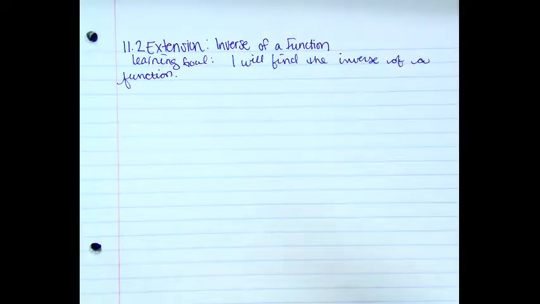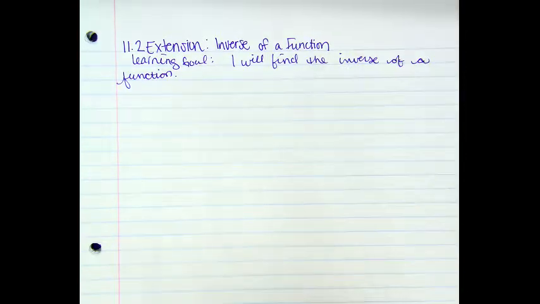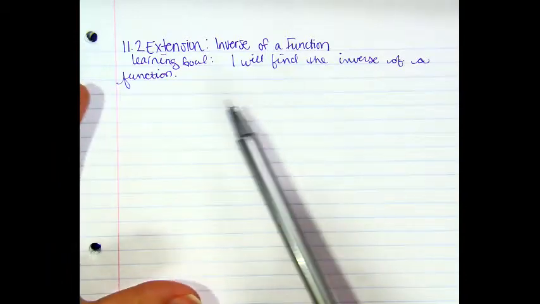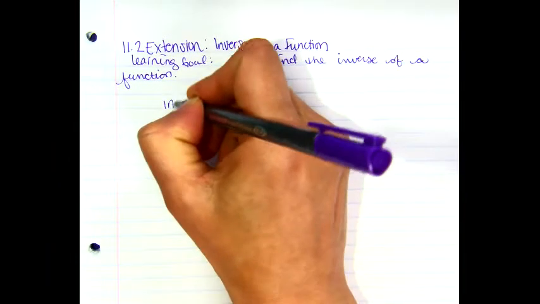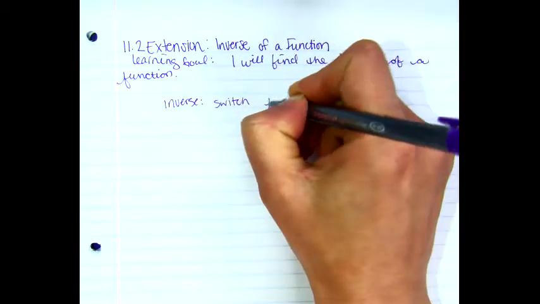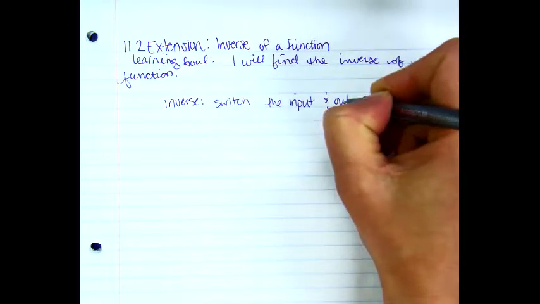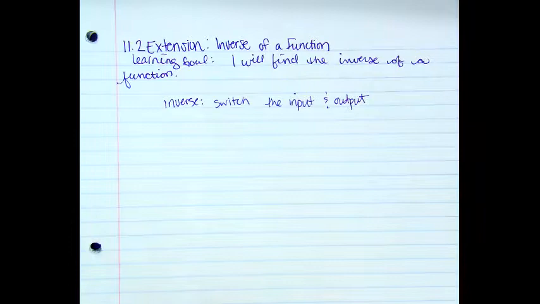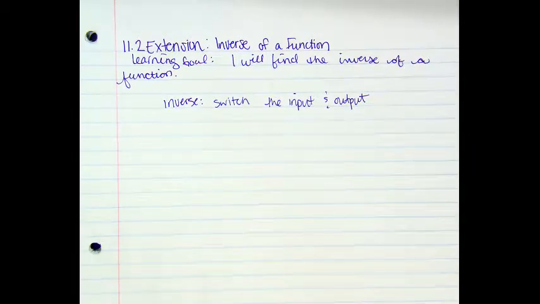So pretty straightforward there. The only big thing you need to know is what on earth the inverse of a function is. So when we're talking about an inverse, what we are doing is we're just switching the input and the output. So that's really all an inverse is. So with that being said, let's get going with our examples.